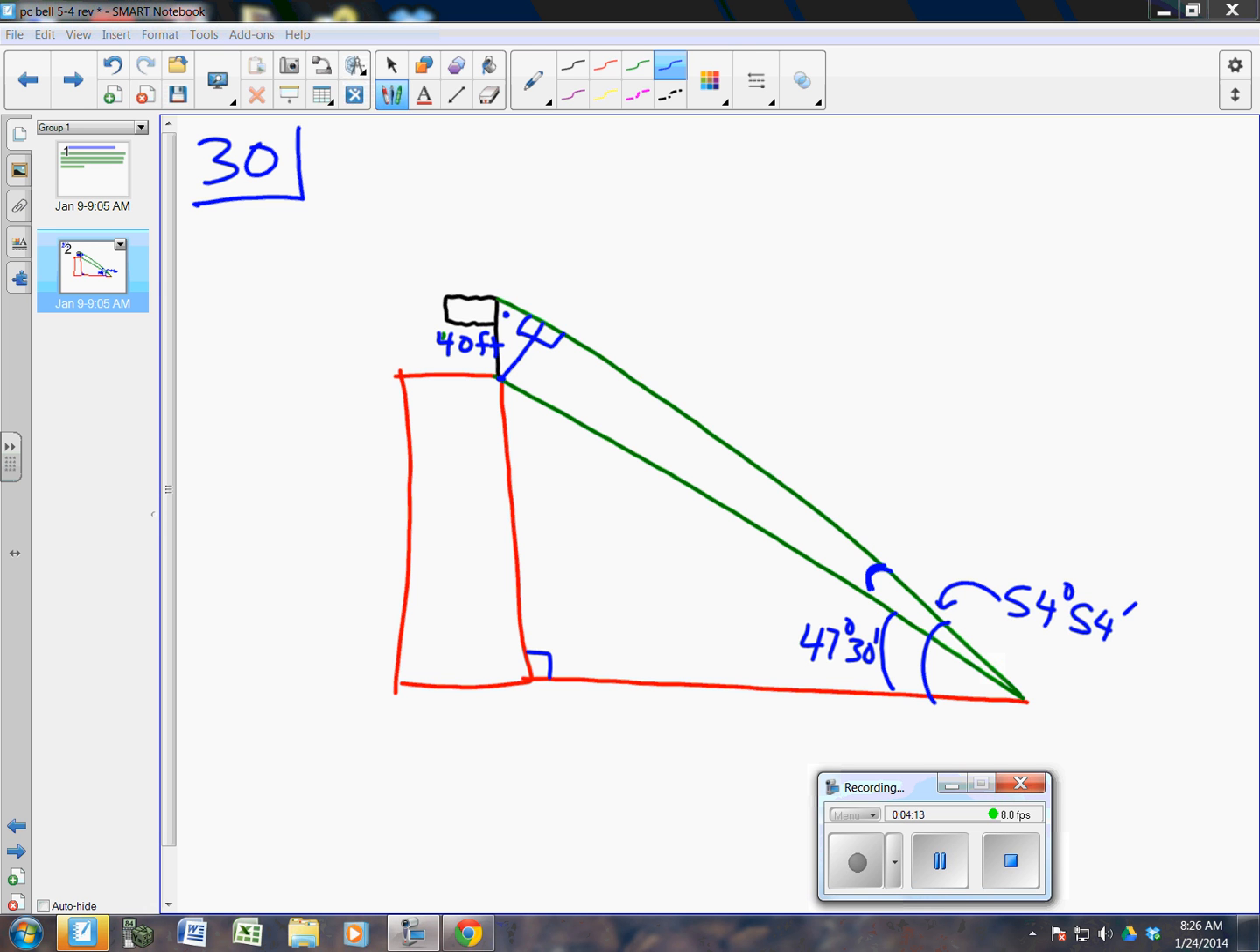Anybody awake out there? The angle up here in the corner. What was that?